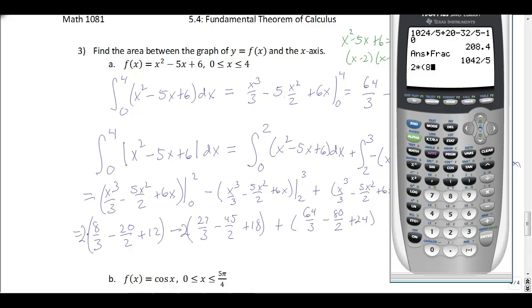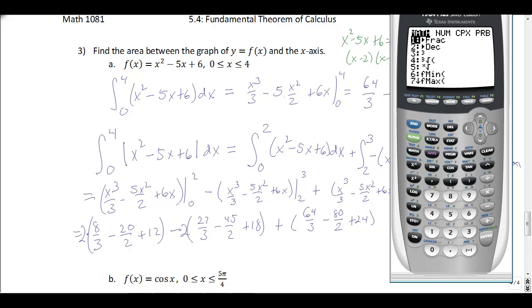2 times 8 divided by 3 minus 20 over 2 is 10 plus 12. Probably could have done 12 minus 10 in my head. Minus 2 times, see, 27 over 3 is 9 minus 45 divided by 2 plus 18. And then plus 64 divided by 3 minus 80 over 2 is 40 plus 24. And that'll spit out some kind of answer.